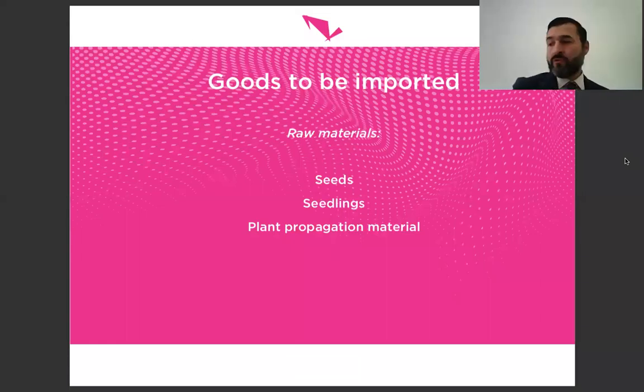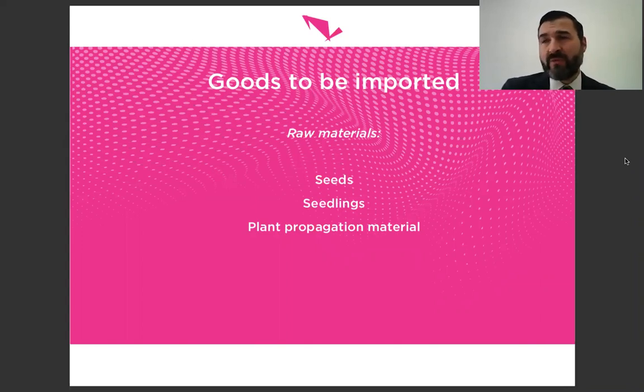When we talk about raw materials, we identified the seeds, the seedlings, and this plant propagation material. Specifically, this is what the regulations on medical use of cannabis allow or identify as raw materials. Okay, so this is something that we have to keep in mind.